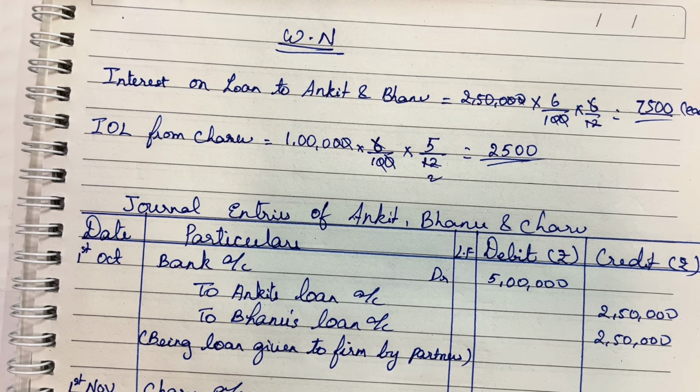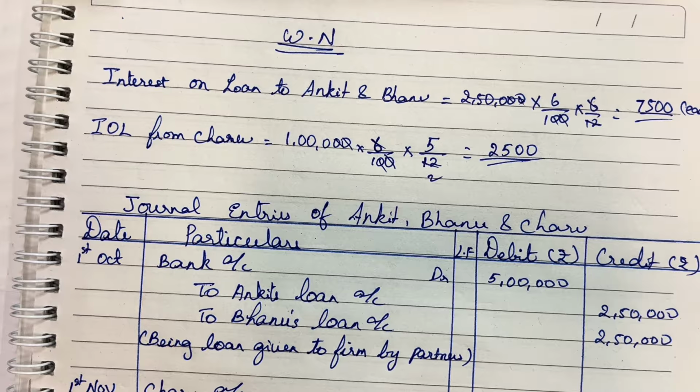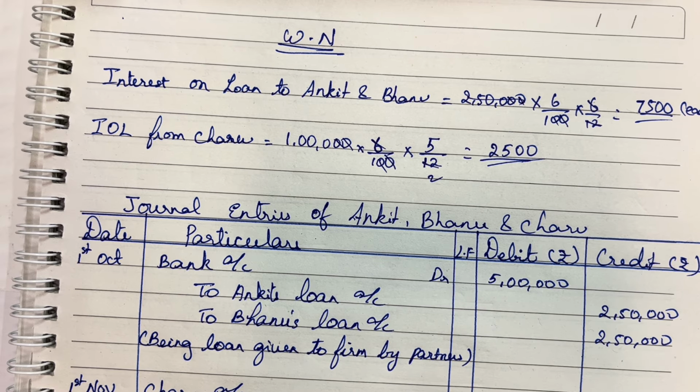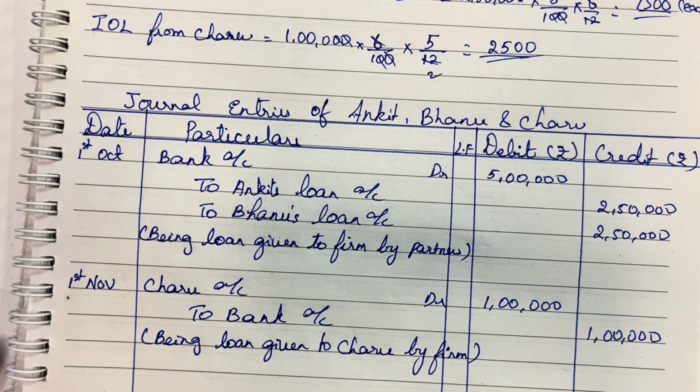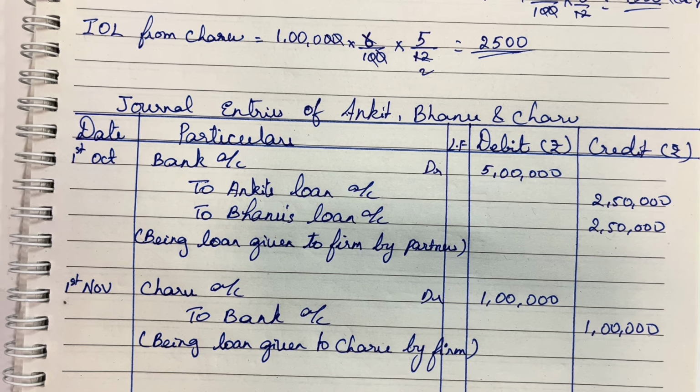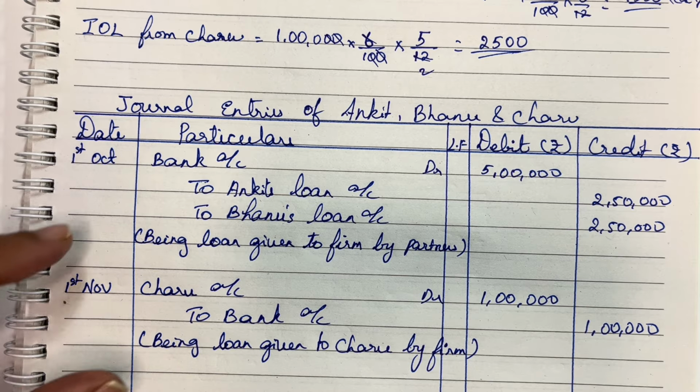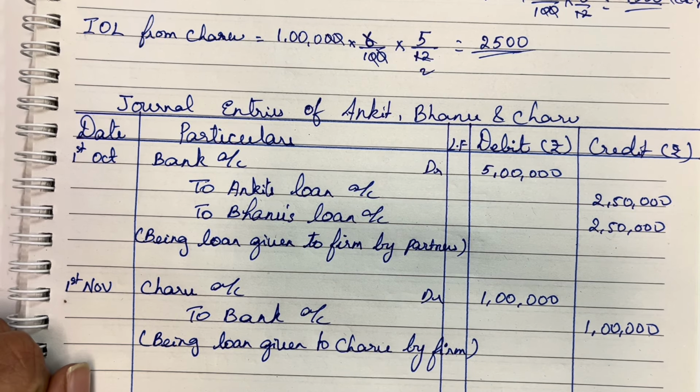Our narration would be being loan given to Charu by firm. Now after this, our next journal entry would be for the interest on loan.